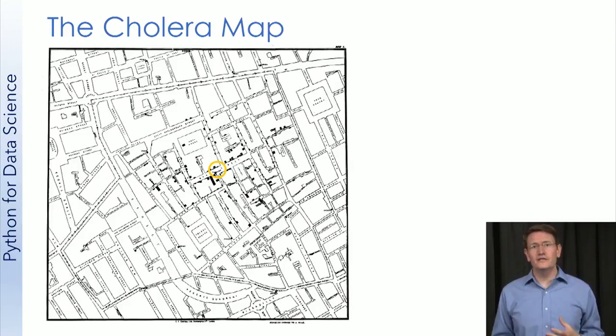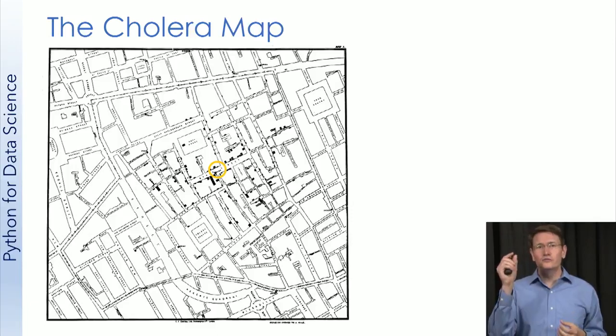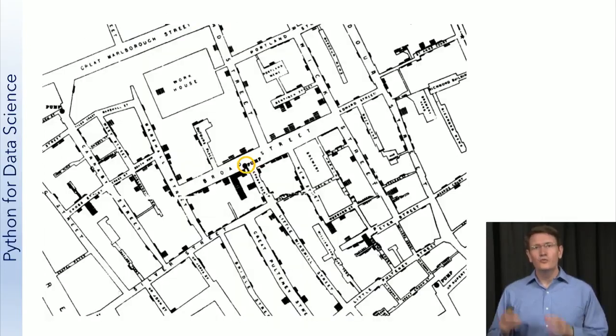It's a bit hard to see, but the Broad Street pump is right there in the middle of all those blocks. Each of those little rectangular blocks was a death from cholera. If we zoom in, we see that there are a large number of deaths in the neighborhood around the pump. Away from the pump, the deaths decline.